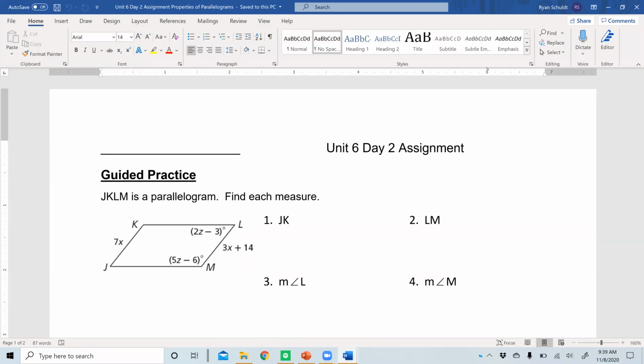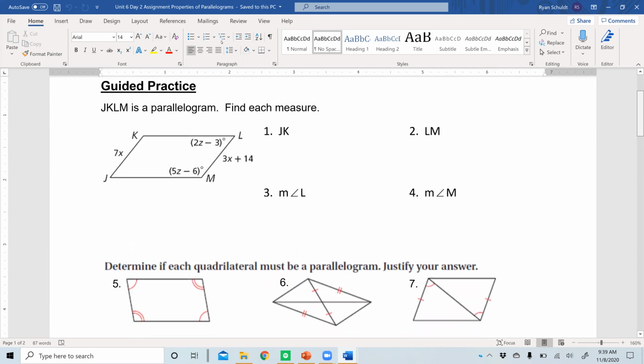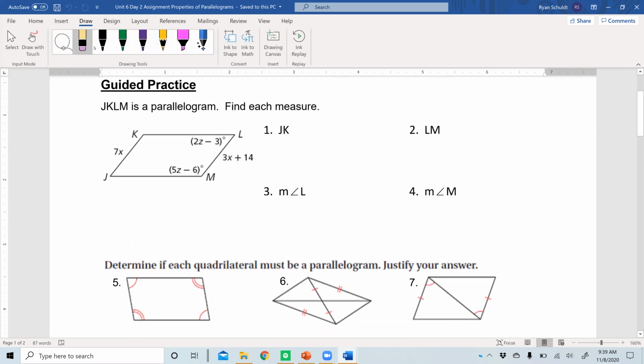Okay, so now let's look at the guided practice. They ask us for these first four to just find each angle or side. So the first one they ask us to find is JK. JK, just kidding, except I'm not. We're going to have to find it.